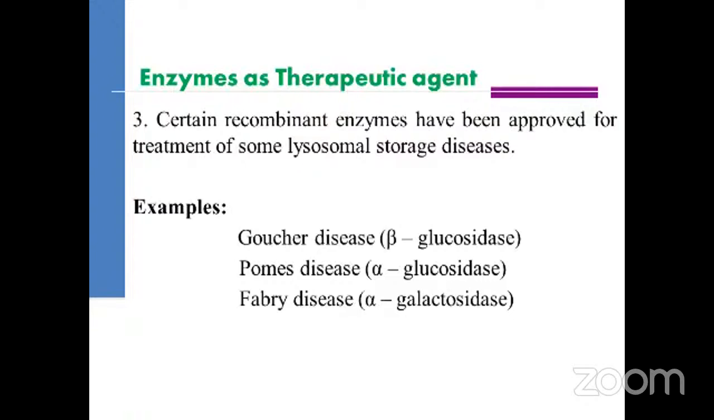In Gaucher's disease, there will be deficiency of glucosidase enzyme, beta glucosidase enzyme. In Pompe's disease, there is deficiency of alpha glucosidase enzyme. Fabry's disease is because of the deficiency of the enzyme alpha galactosidase. We can supplement this enzyme in the form of drugs, and we can treat the lysosomal storage diseases. Many diseases are because of the deficiency of enzymes, so we can supplement the enzymes in the form of drugs and we can cure the diseases.